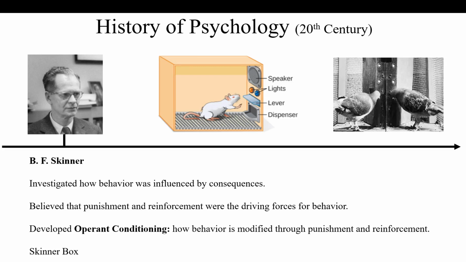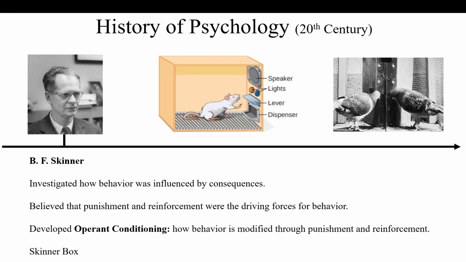In this experiment, he created a chamber that investigated operant conditioning, which is how behavior is modified through punishment and reinforcement. The Skinner box included a chamber, as you can see here or here, that had a wired bottom, lights, and speakers that signaled the rat or the pigeon to press a lever to receive food in the dispenser. For example, the rat would receive reinforcement from the food if it pressed the lever.